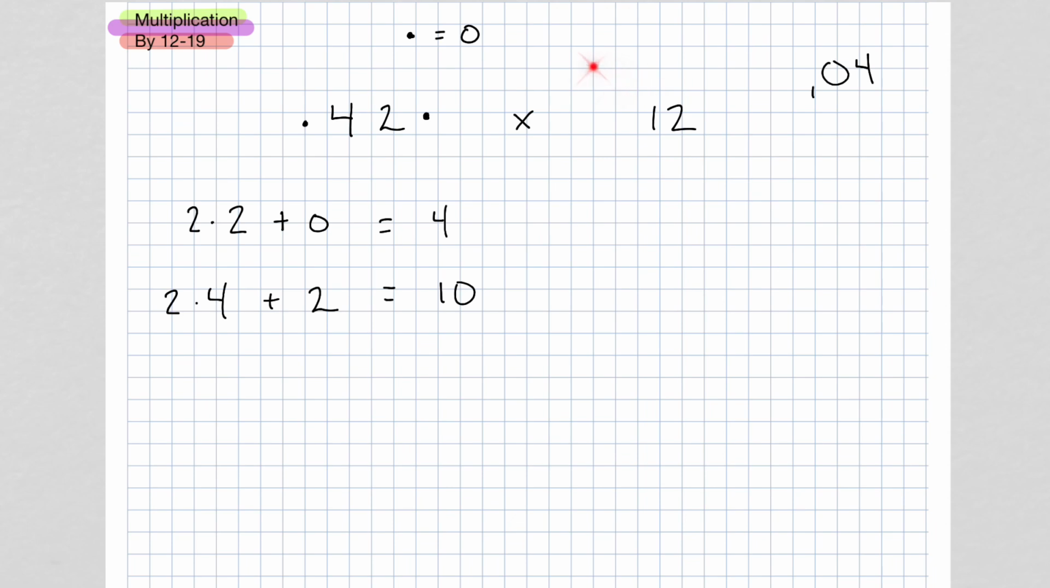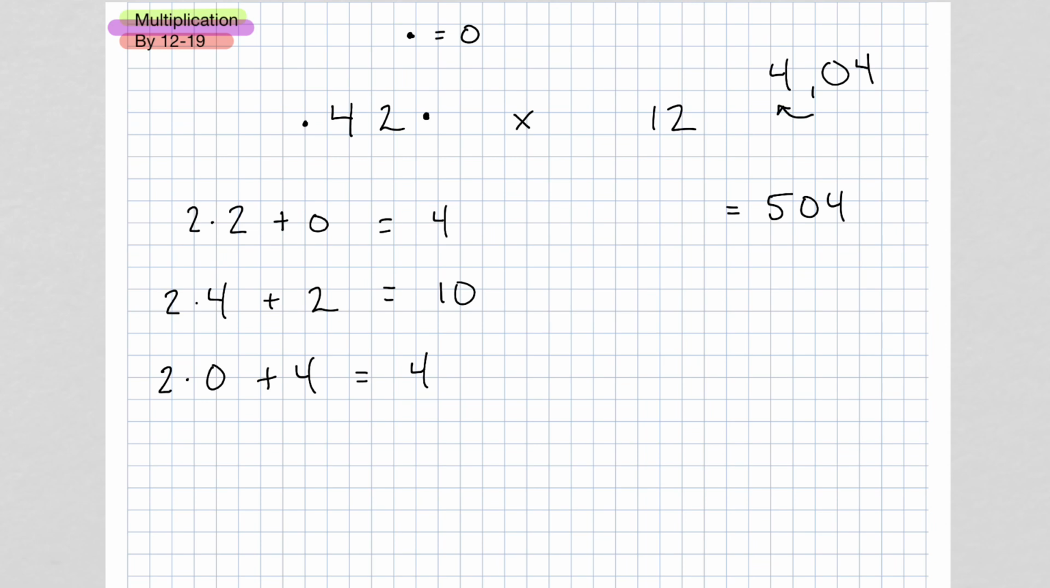Next we're going to say 2 times 0 plus 4. Okay, that's 0 plus 4, that equals 4. So then writing it up here as our answer, we carry over that little 1 there. So we get our answer as 504.